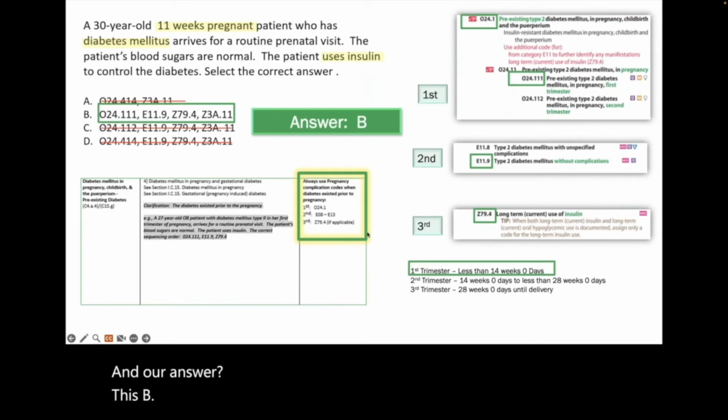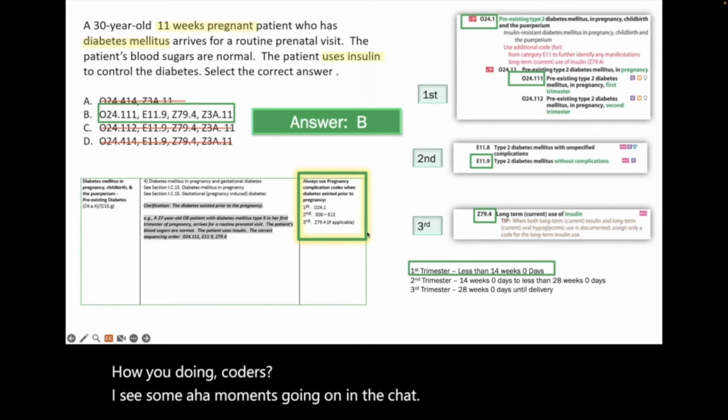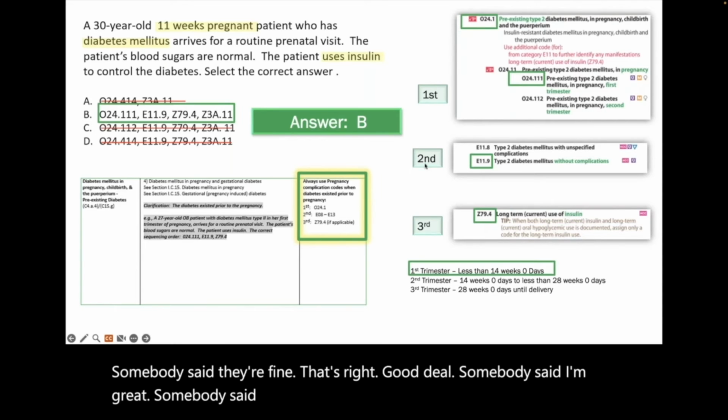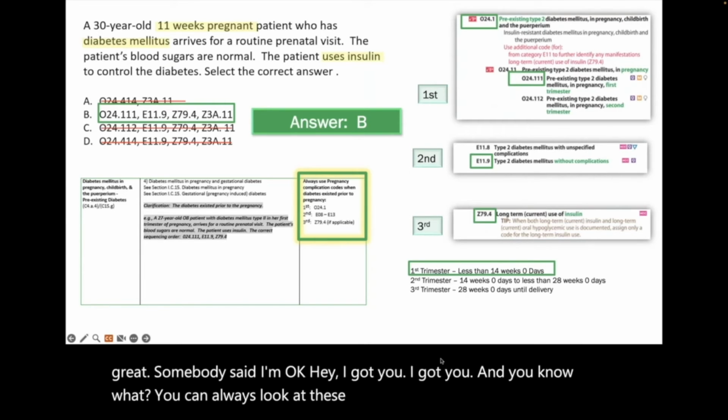How you doing, coders? I see some aha moments going on in the chat. Somebody said they're fine. That's right. Good deal. Somebody said, I'm great. Somebody said, I'm okay. Hey, I got you. And you know what? You can always look at these playbacks. So definitely make good use of them.